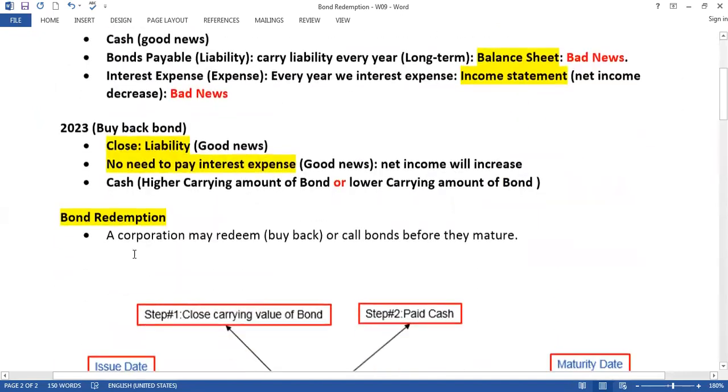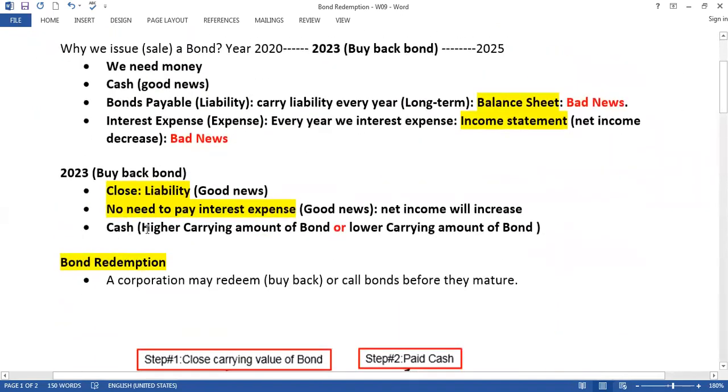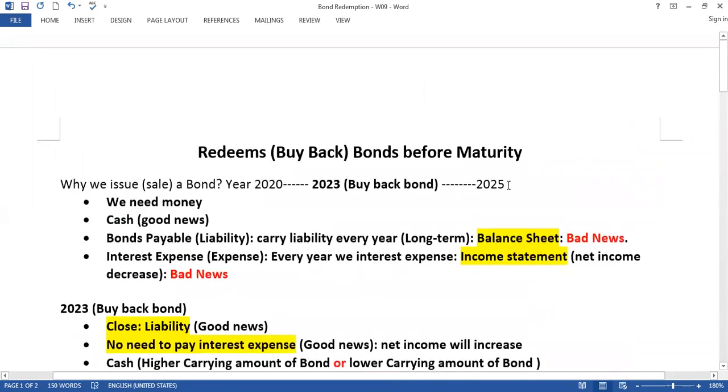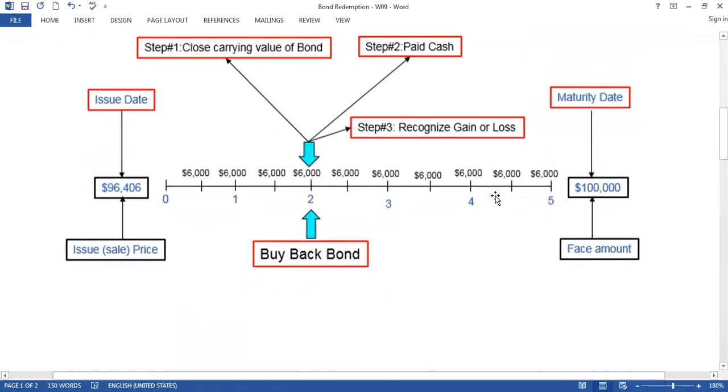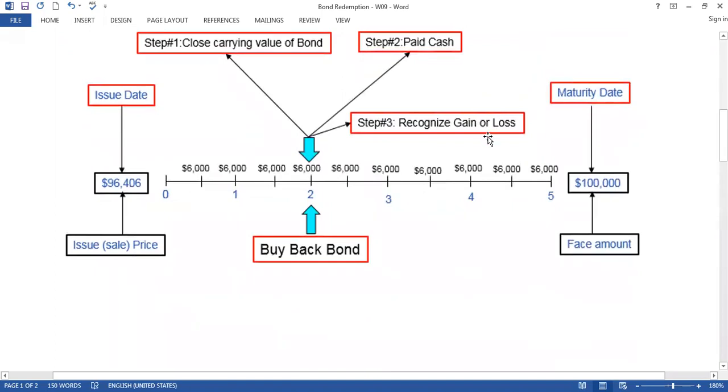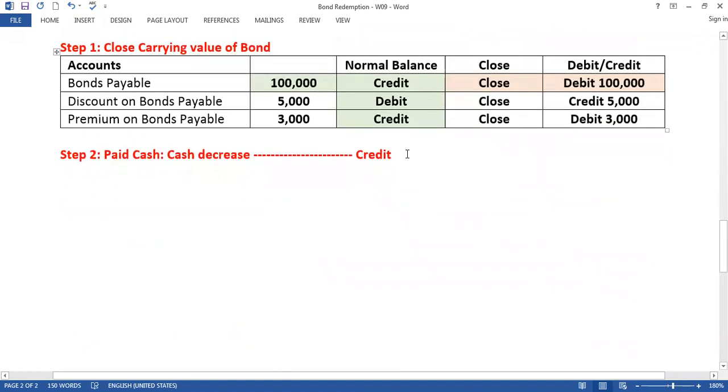Now here I told you that when we pay cash, we can pay higher than the carrying amount, or we can pay lower than the carrying amount. Because look here, if you are the holder of the bond and you hold this bond up to 2020, what is your benefit? If you don't want to return my bond and you hold the bond, every year you will receive interest, right? So in order to motivate you, sometimes I can give you more, or sometimes I can give you less.